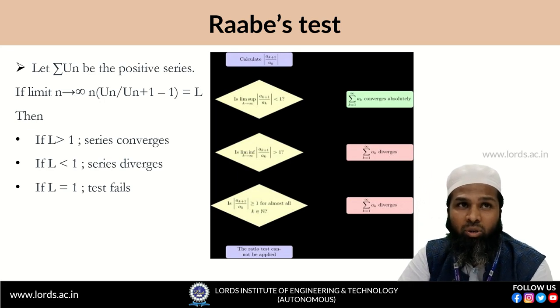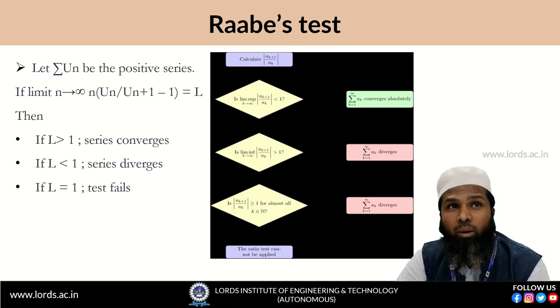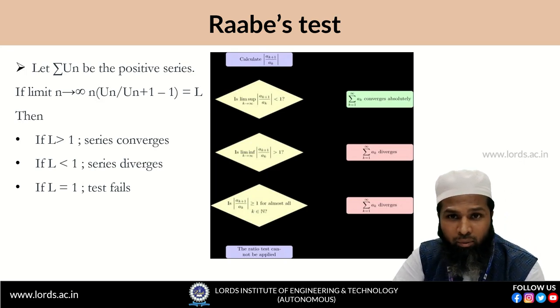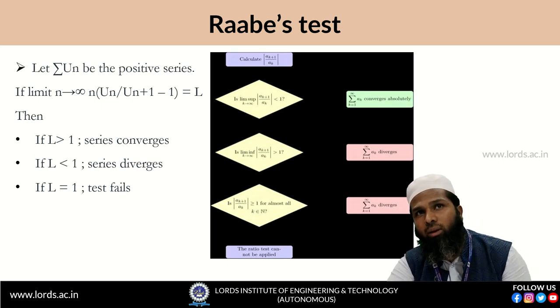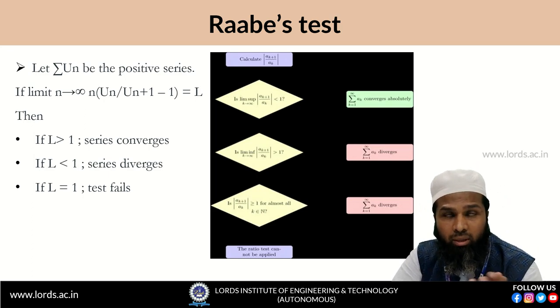The condition is, let summation un be a positive series. And the formula is limit n tends to infinity of n times (un by un plus 1 minus 1) equal to l. This is the formula given by Raabe. Again, we have the same conditions as we learned in the D'Alembert's ratio test. If l is greater than 1, series converges. If l is less than 1, series diverges. If l is equal to 1, test fails. So whenever the ratio test fails, we will go for Raabe's test. And sometimes, if it involves a, then we can go for the logarithm test also, but just now we are focusing on the ratio test and Raabe's test.